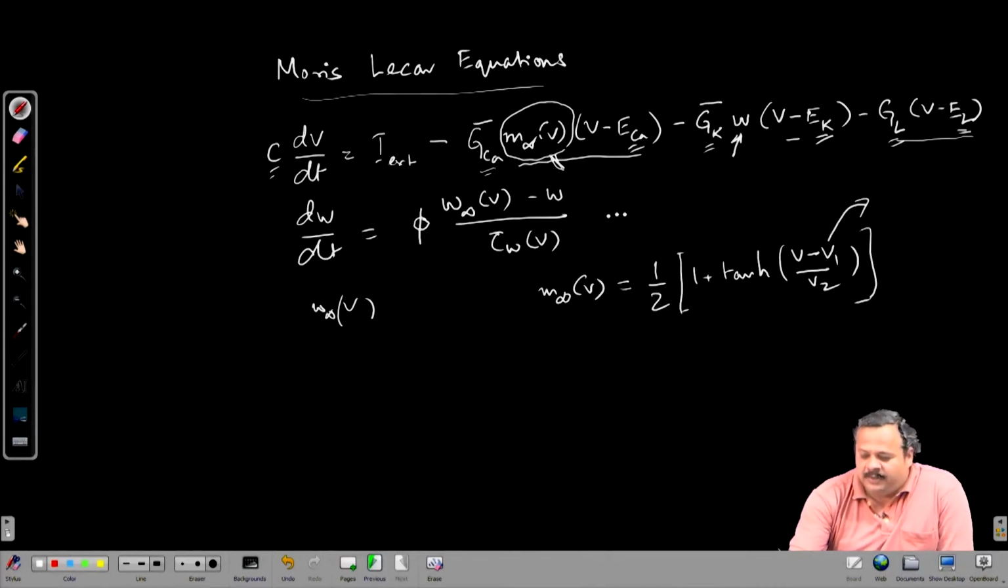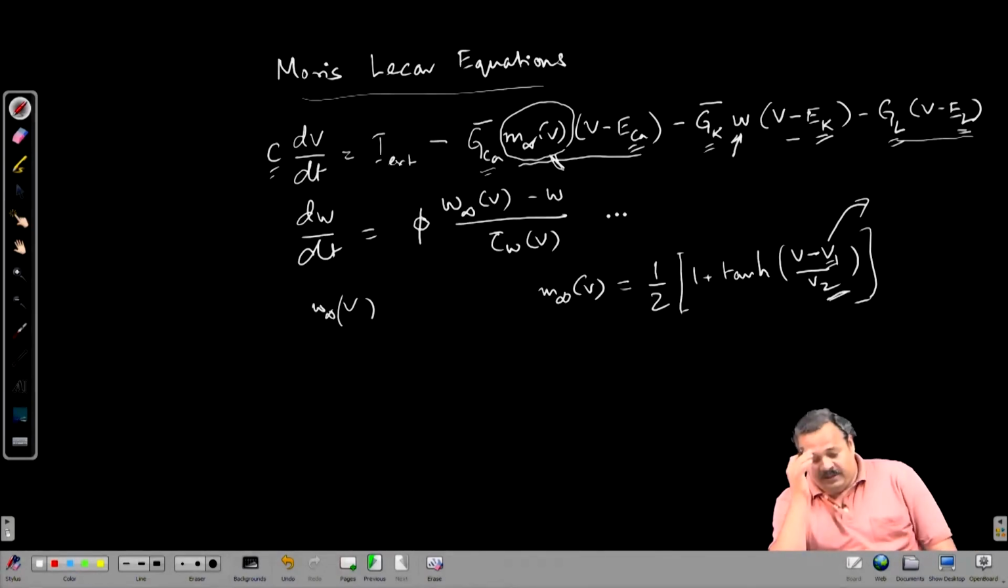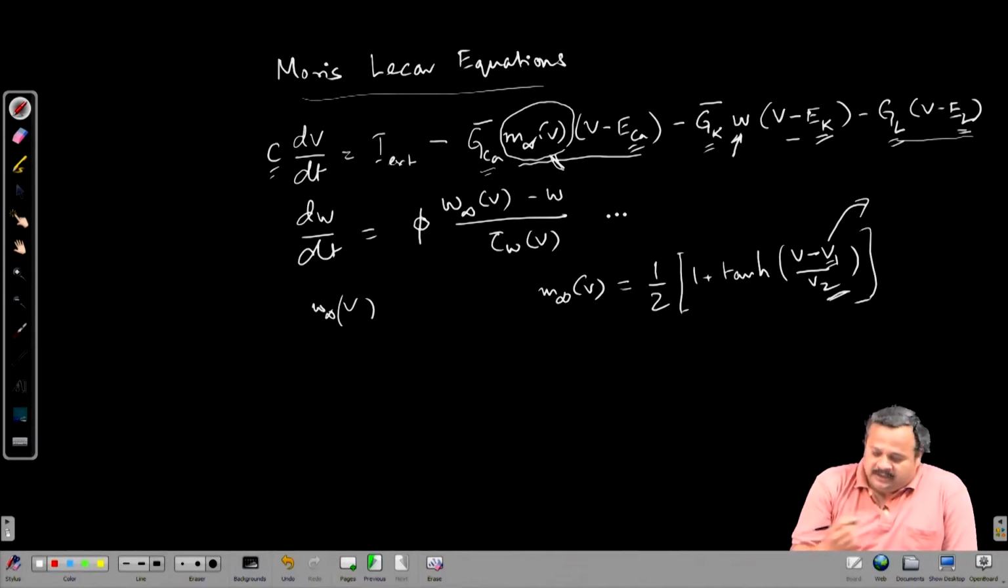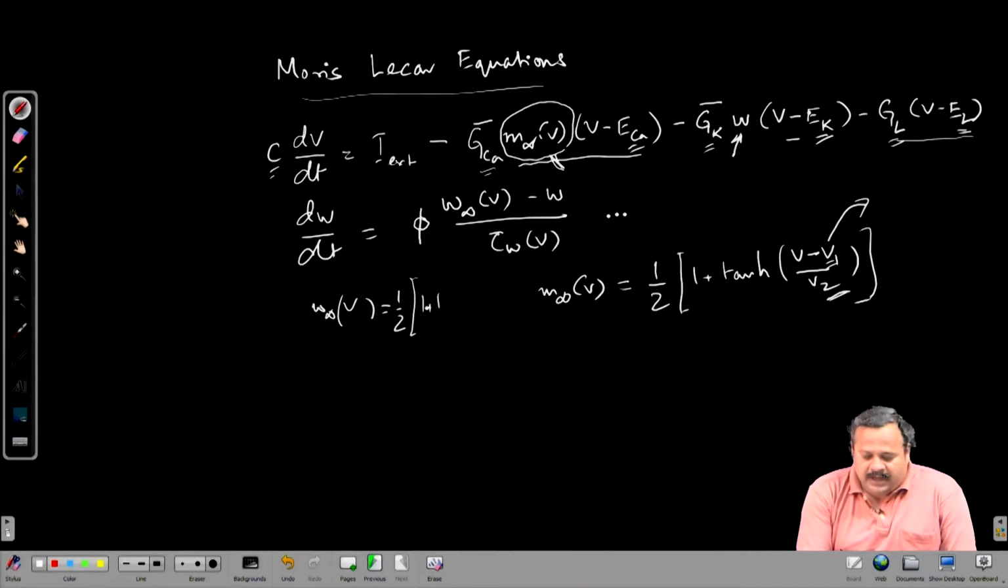So, this V2 is another parameter added to the list. Those are again experimentally and empirically determined, and this is the best functional form that the Morris-Lecar, I mean the people who developed the model, came up with. This is explaining the data the best, and V1, V2 are obtained from that data set.